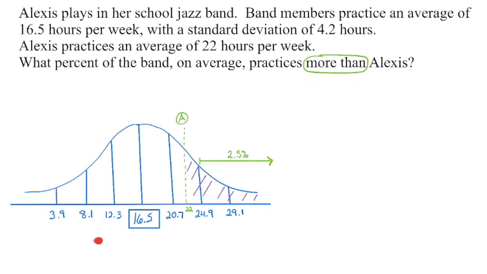On the x-axis, this is the number of hours that they're practicing. So I know that 22 is going to be between 20.7 and 24.9, and it's about in the middle. So I put Alexis here in the middle, and I've shaded more than that many hours. Now I know from what I know about a bell curve that 2.5% of the data is from this standard deviation to the end, but I don't exactly know what percent of the data is going to be in here.